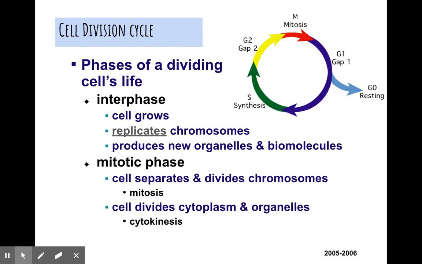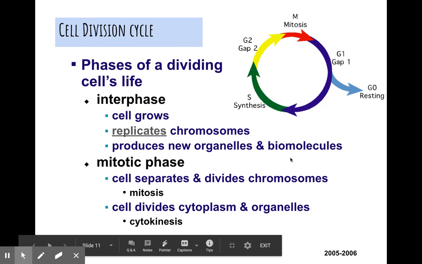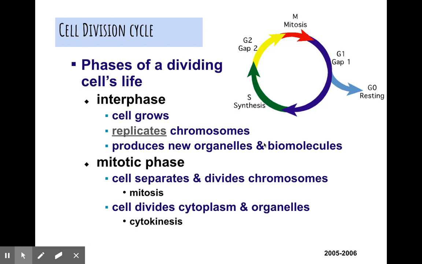All right, the phases of a dividing cell's life include interphase and the mitotic phase. During interphase, the cell grows, replicates the chromosomes, and produces new organelles and biomolecules such as carbohydrates, proteins, and lipids. Once it finishes interphase, the cell is going to enter mitosis, as we see here. During the mitotic phase, the cell separates and divides the chromosomes. The nucleus divides during the process of mitosis, and then the cytoplasm and organelles divide during the process of cytokinesis.